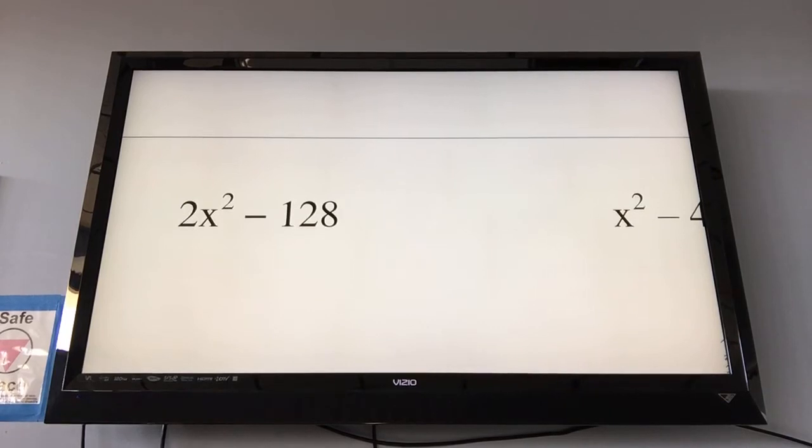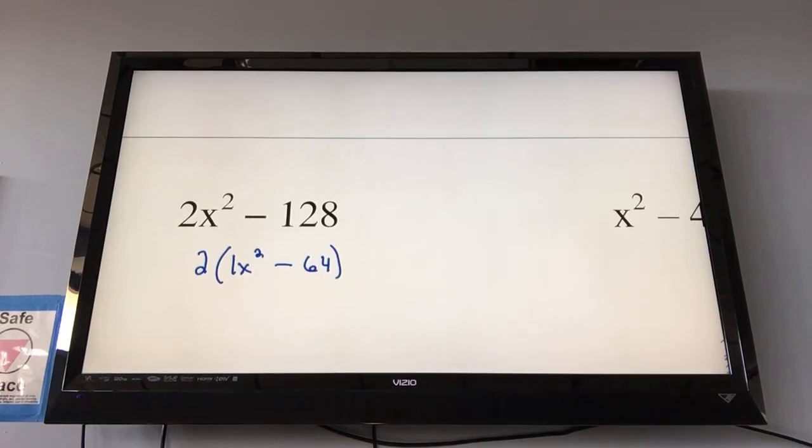All right, next question. Is there a common factor? Yes. I hope we know yes because they're both even numbers. So I can take out a 2. 2 divided into 2x squared leaves me 1x squared. Minus 2 divided into 128 is 64.